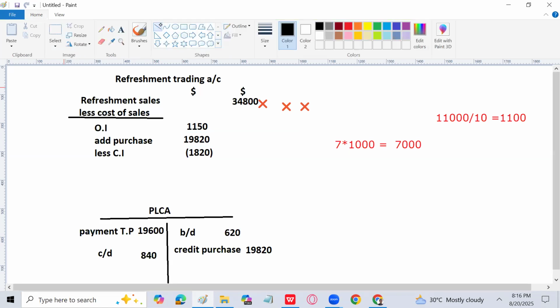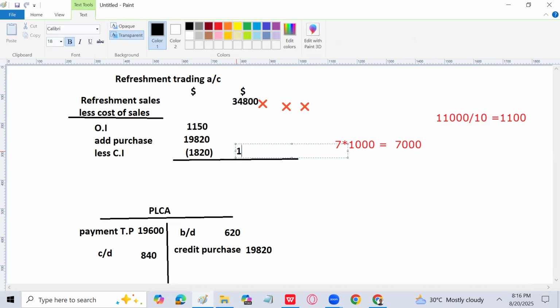And now I'm going to find the cost of sales. So let's calculate it. Opening inventory 1150 plus 19,820 minus 1,820. So the answer is 19,150. So here I'm going to write 19,150. So what is going to be the profit? That will be my refreshment trading profit.